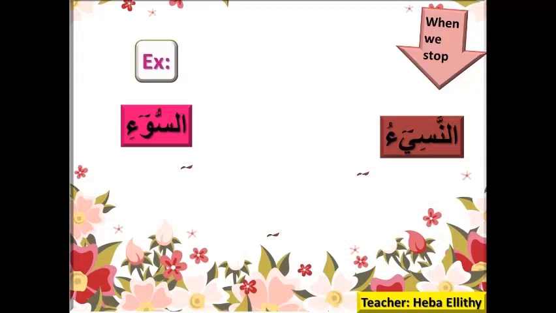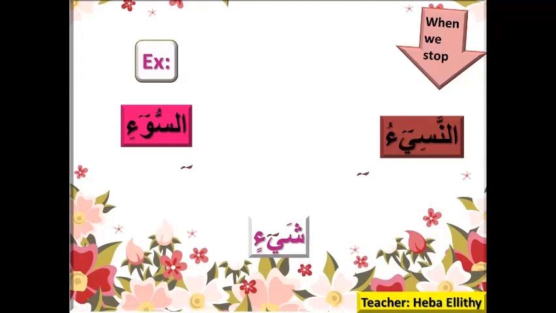Again, I make nabr on this Hamza when I have a mad or lean letter before it and I stop on this Hamza. The next example is an example for lean here. Sheen fatha, ya sukun. This is lean. It's not mad. For mad, the ya should be preceded by kasra, but here it's preceded by fatha. That means this is lean. In this case, I will make nabr on the Hamza.